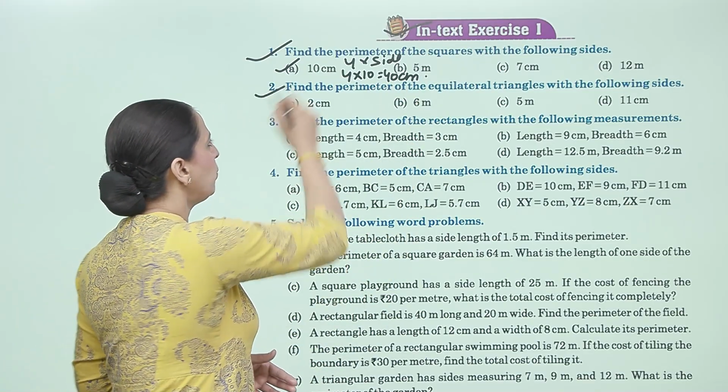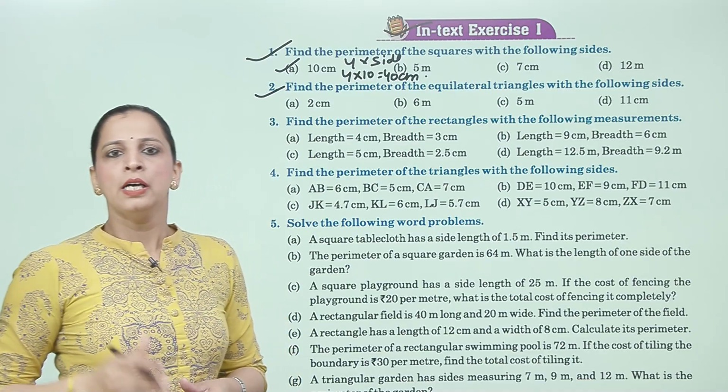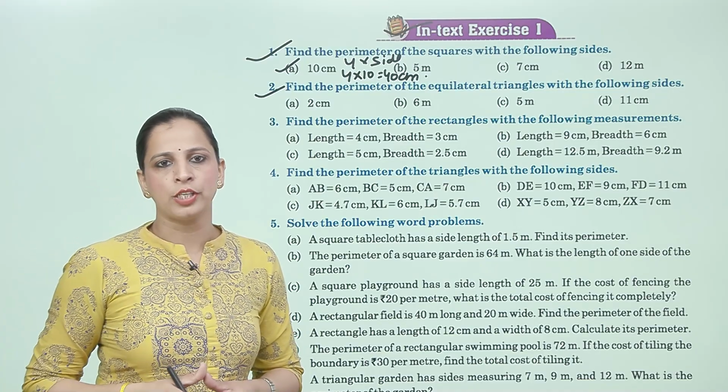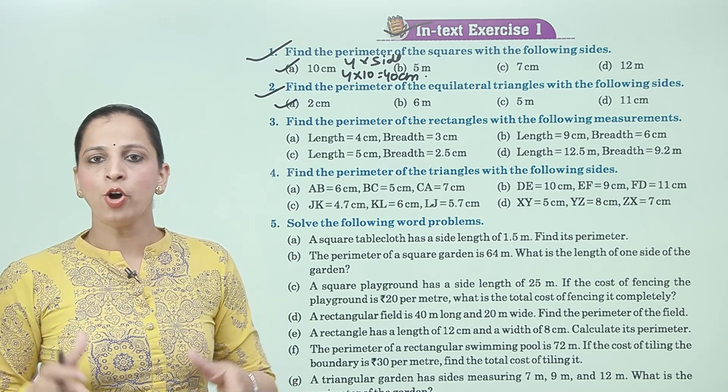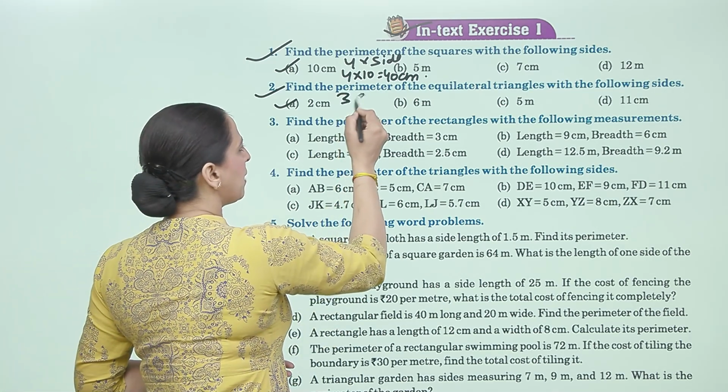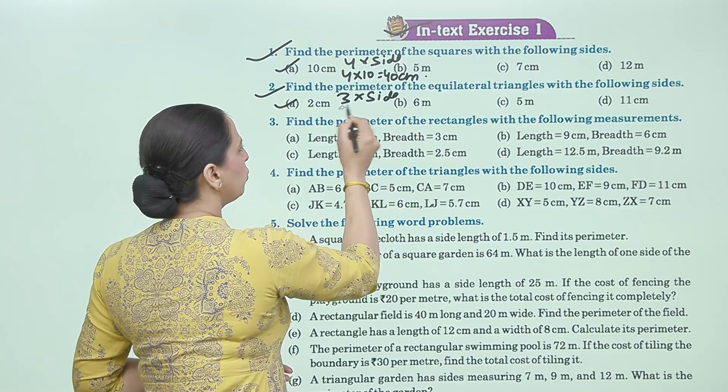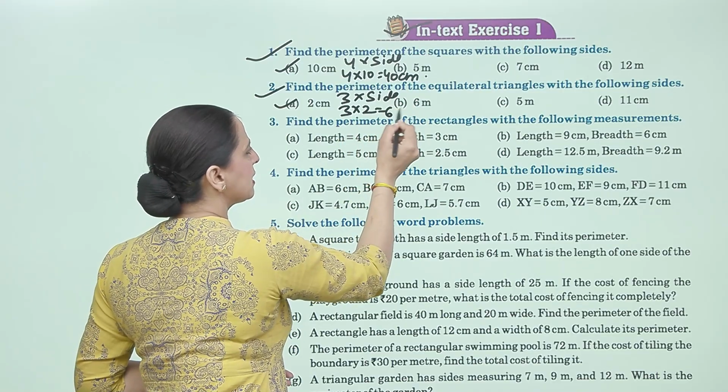Now next, question number 2, find the perimeter of the equilateral triangle with the following sides. Now A part 2 centimeter. Perimeter of equilateral triangle is 3 multiplied by side. That is 3 multiplied by 2 is equals to 6 centimeter.